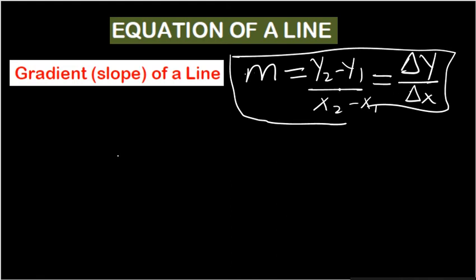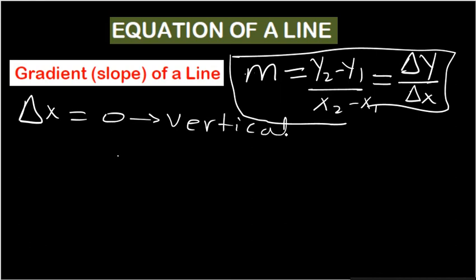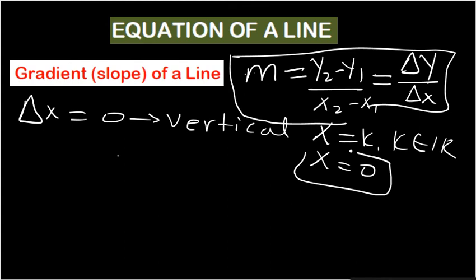Necessarily, change in x, the denominator, has to be different from 0. If change in x becomes 0, the equation of the line will be vertical. And a vertical line is mostly represented by x is equal to some constant number k, where k is an element of real numbers. But if it is x is equal to 0, the line will coincide with the y-axis. This is the other name of y-axis, or the equation of y-axis, we can say.